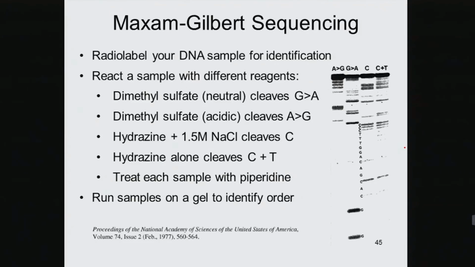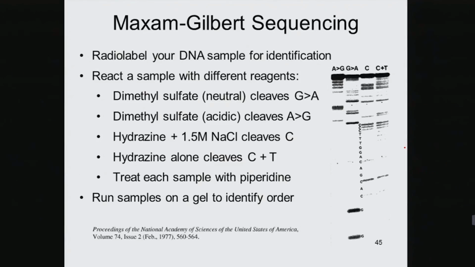And these treatments typically involve using the compound dimethyl sulfate. Under neutral conditions, it preferentially reacted and cleaved the G's off. Dimethyl sulfate in acidic conditions would cleave the A's. Hydrazine with some sodium chloride is very specific for C's, so we get cleavage. And then just hydrazine alone, it would actually cleave both pyrimidine nucleotides.